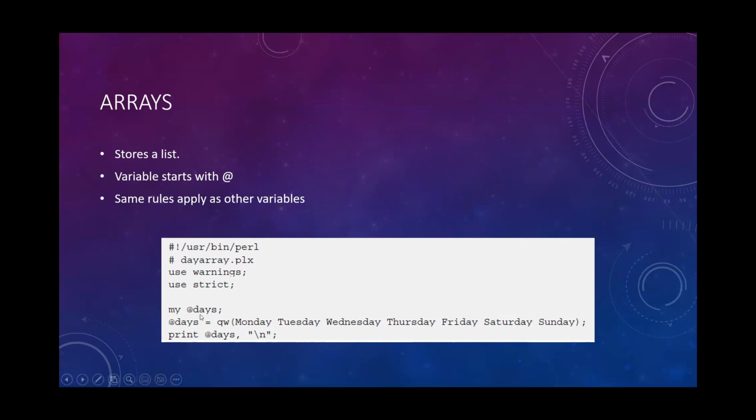So here in my example, I've created a variable and I used the my, and I'm going to put @days. So it's going to be an array of days. Here I've given the array of days by indicating it's Monday, Tuesday, Wednesday, Thursday, Friday, Saturday, Sunday. So if I print out days and then the new line, it's going to print each day of the week.